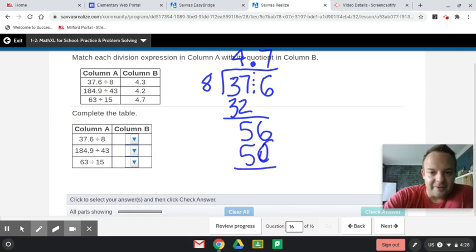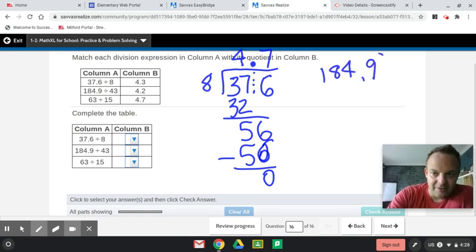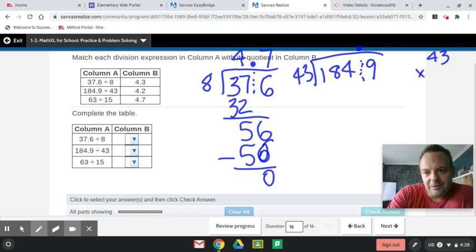8 goes into 37 4 times. 56. Come on, Jason. So 4.7 for the first one. All right, I'll just remember that. I bet I could crank these out real quick. Raise a great decimal. 43 times 4. Yeah, we'll do 4. Okay, 4. We get 172.